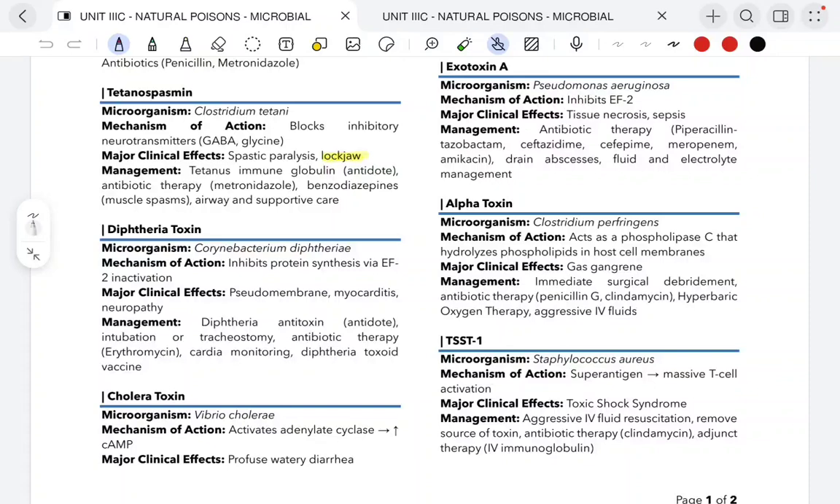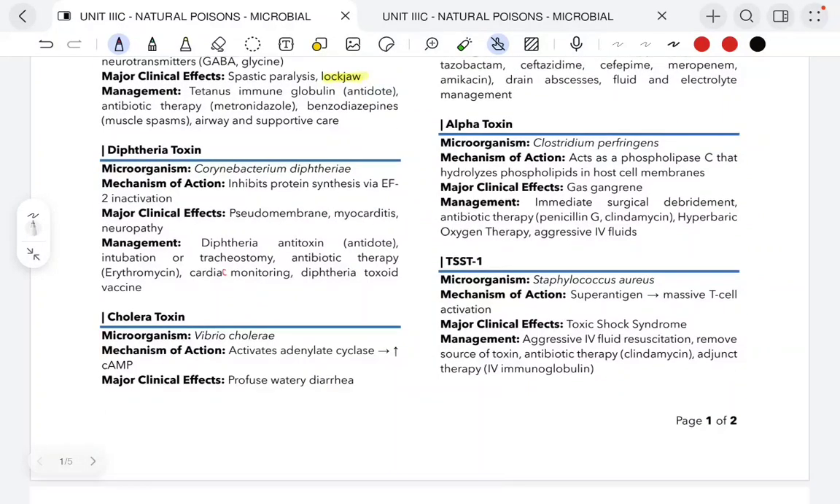Another one, we can provide cardiac monitoring, especially if the patient has myocarditis. So, there is inflammation of your myocardium. And then we have also your diphtheria toxoid vaccine. Next one is we have your cholera toxin.